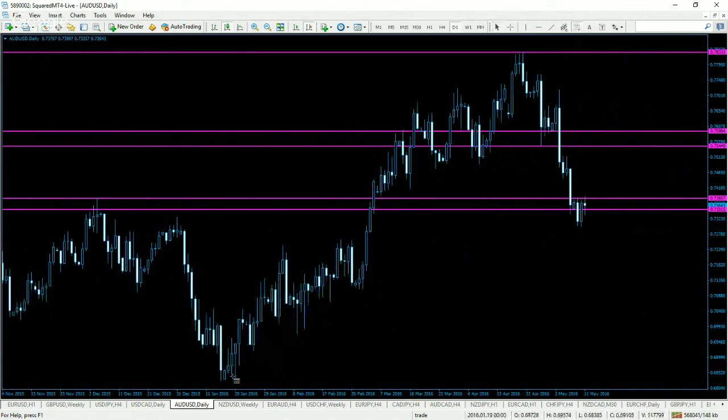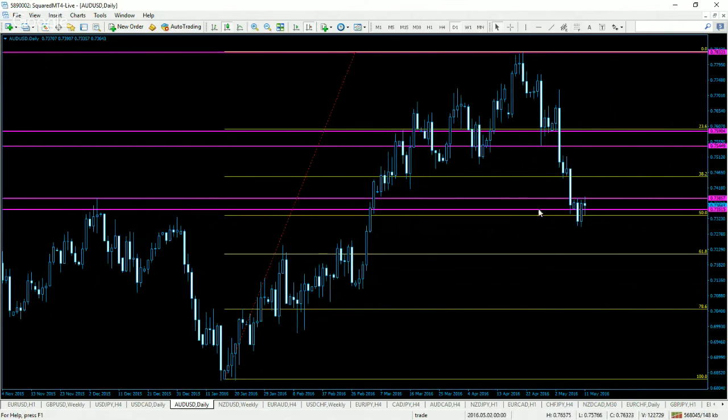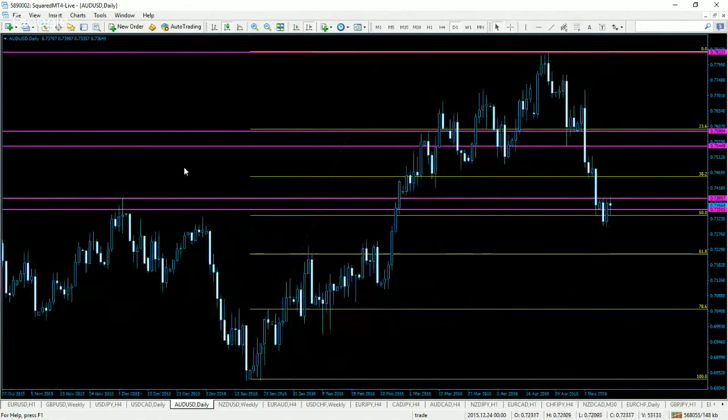And again, if we go ahead and draw in our Fibonacci retracement, you can see that that level ties in nicely with the 50% retracement. So this is the clear pivot zone for the Aussie dollar at the moment. Whilst we hold above this zone, I'm expecting that we could see another move higher.